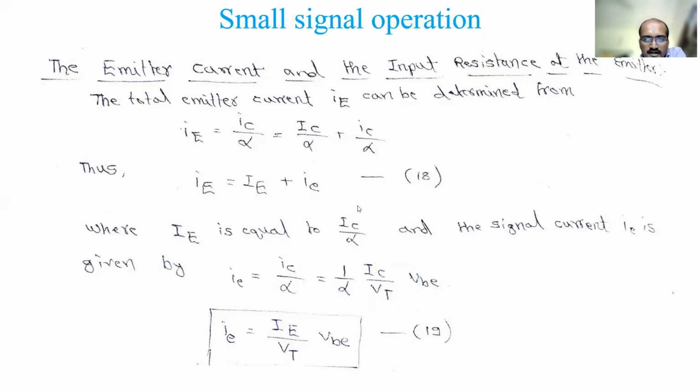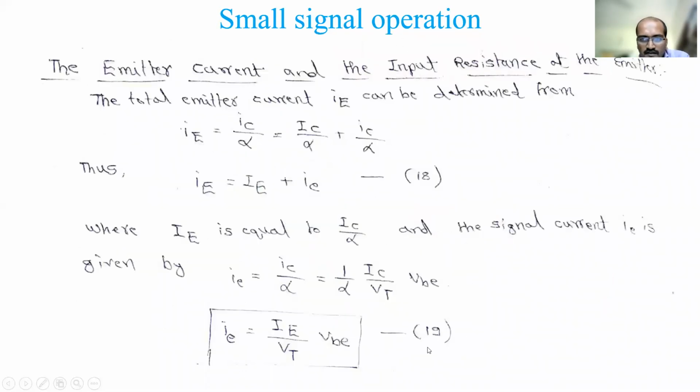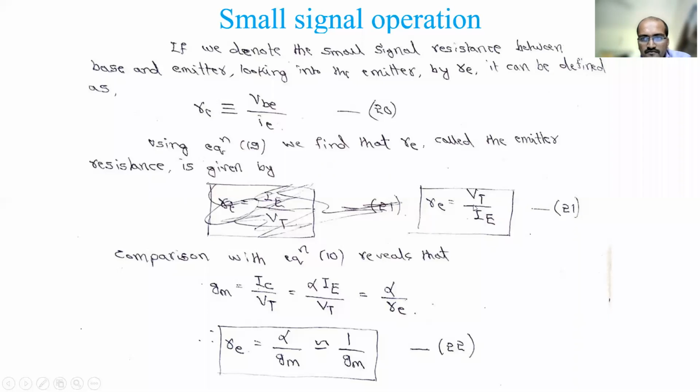Similarly, its associated resistance. If we denote the small signal resistance between base and emitter, looking into the emitter, by RE, it can be defined as VB by IE. In the previous case, R5, VB by IB was there. Now it is VB by IE. So how do you derive that? Again using the previous equation, VB by IE will be VT by IE. The same operation, so I got VT by IE.